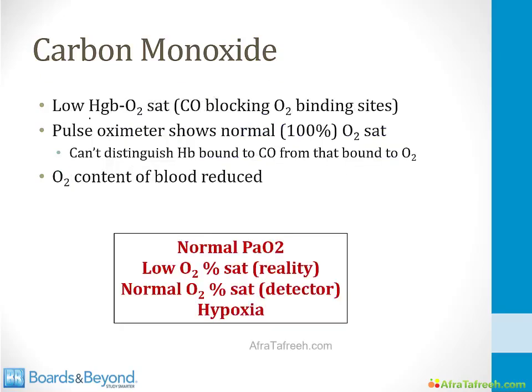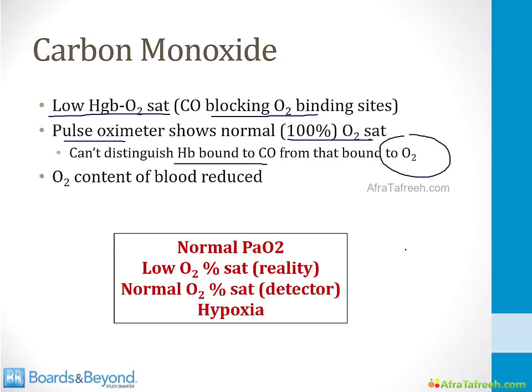Patients with carbon monoxide have a low saturation of hemoglobin with oxygen. That's because carbon monoxide blocks those oxygen binding sites like we just talked about. The problem that this creates clinically, though, is that the pulse oximeter often shows a normal oxygen saturation. That's because it can't distinguish between hemoglobin bound to carbon monoxide and hemoglobin bound to oxygen. So it will say that hemoglobin is 99% saturated. It won't be able to tell you that only 50% of that saturation is from oxygen and the remainder is from carbon monoxide.